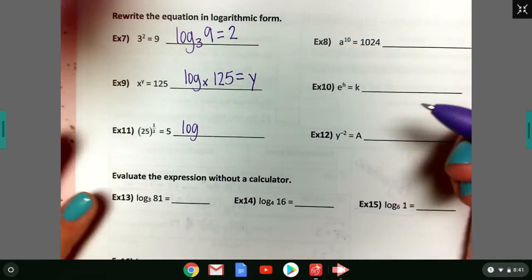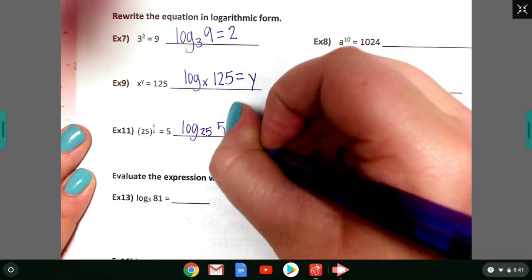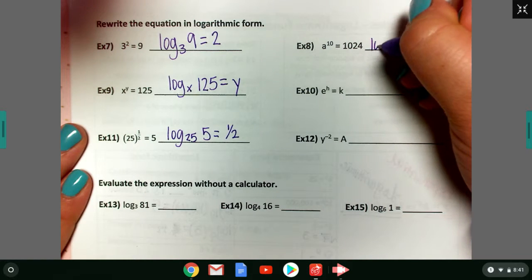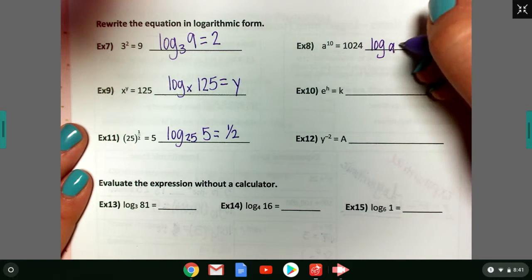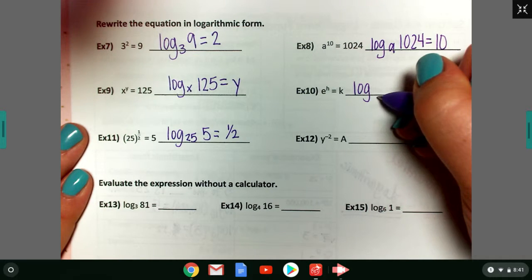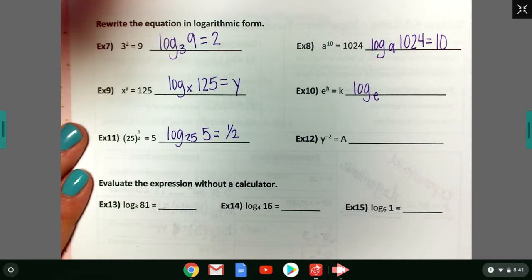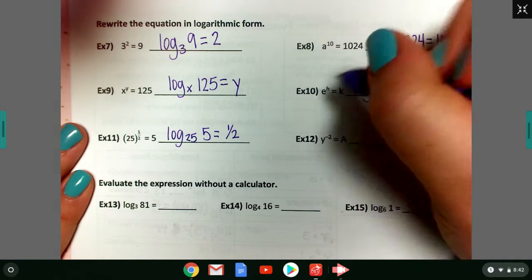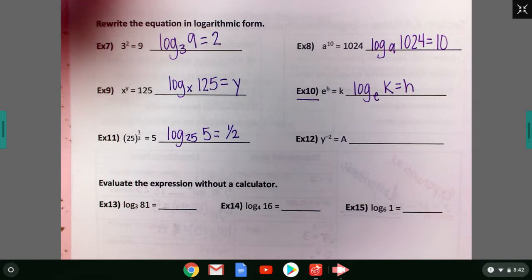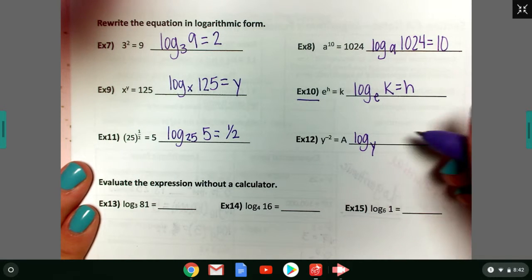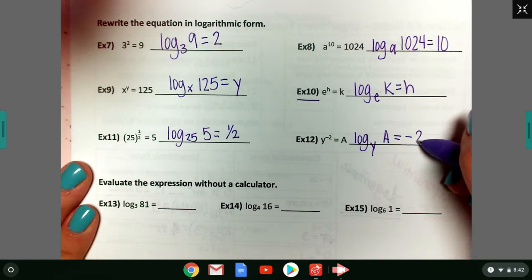Log base 25 of the answer equals the exponent. We'll get good at these pretty quick. Log base a of the answer equals the exponent. Log base e of the answer equals the exponent. Let me stop here for a minute. We'll come back to this because in a moment we're going to look at natural logs. So I'm going to cycle back to 10 and we'll rewrite that in a moment. Last one, log base y of the answer equals the exponent.